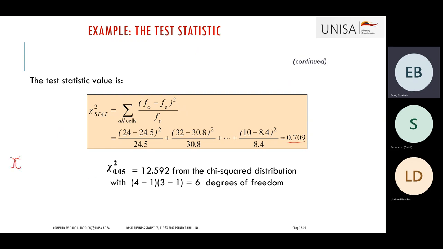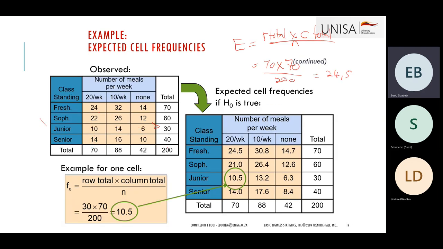Now to find the critical value, we need to not forget that we're going to use chi-squared with degrees of freedom and alpha value. And we know what the degrees of freedom is. The degrees of freedom is the number of rows minus 1 times the number of columns minus 1. So what do I mean by that? We come to the observed table. You do not have to count the totals, so don't count this.